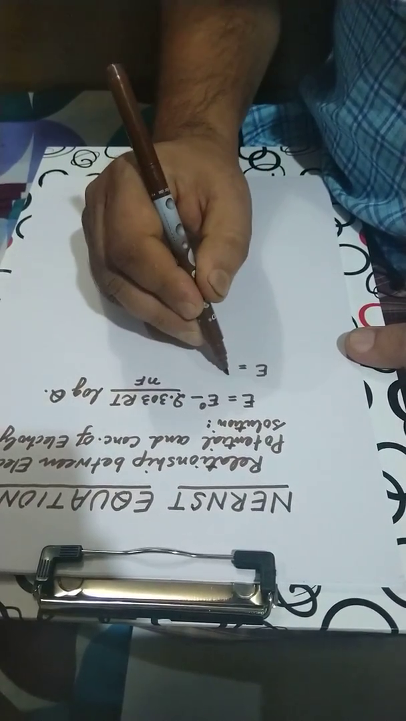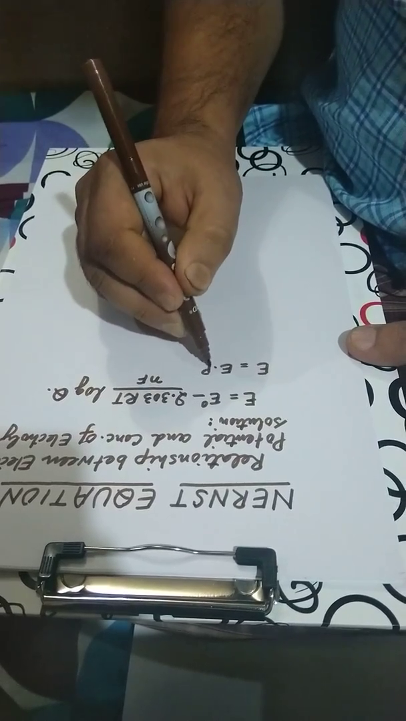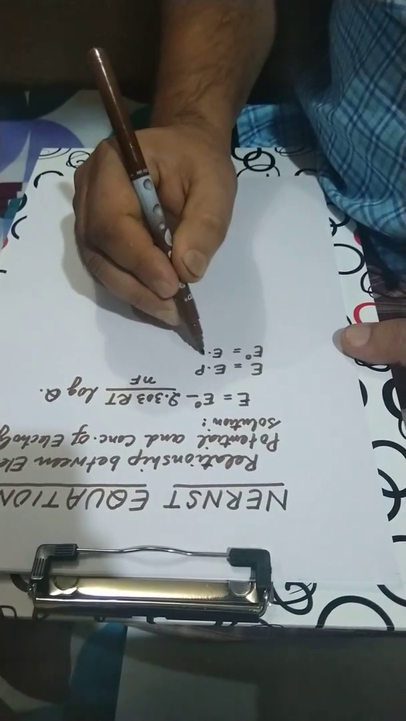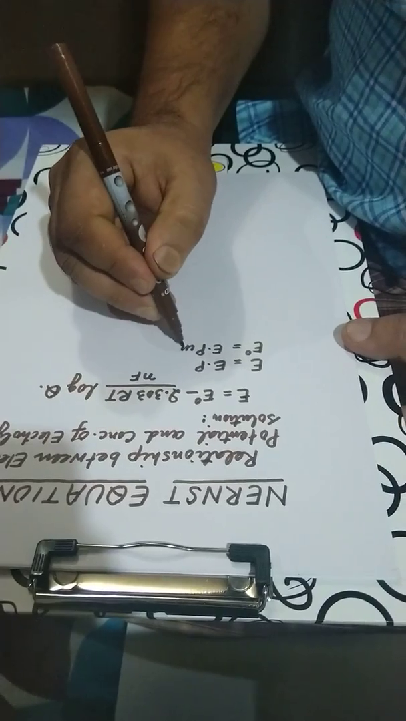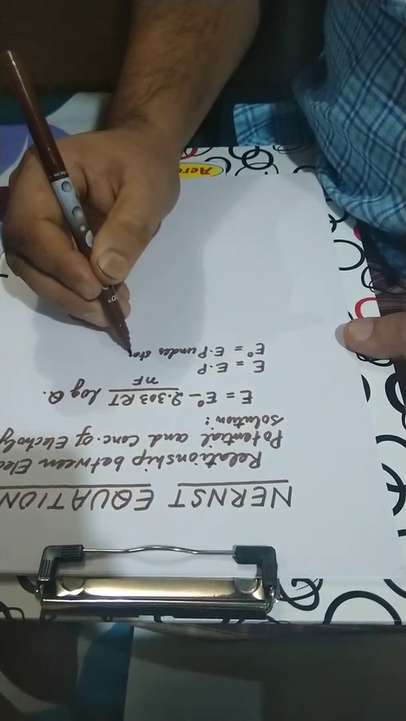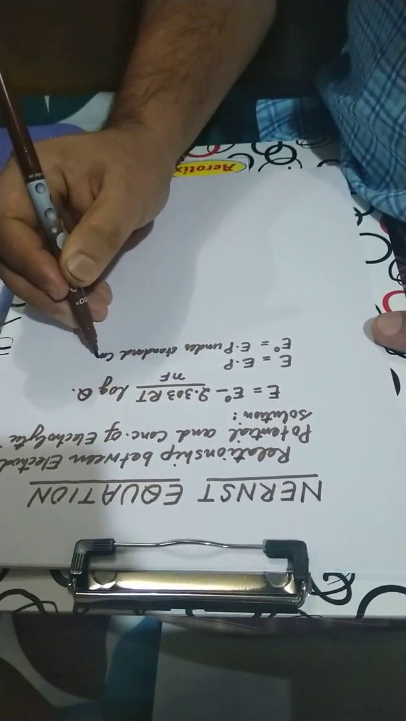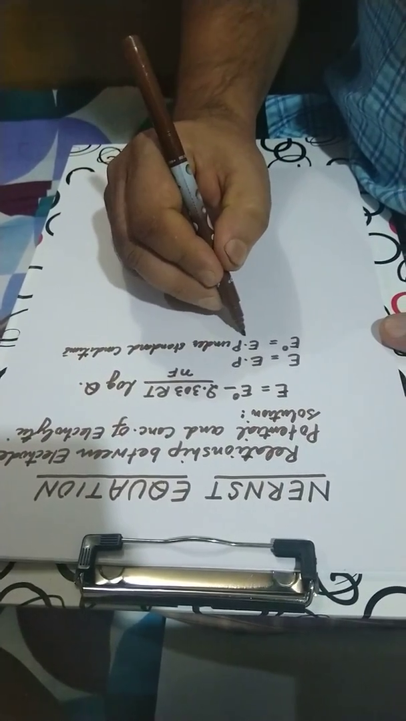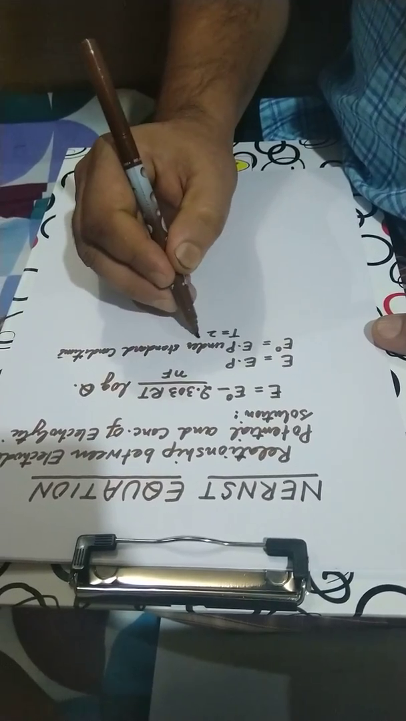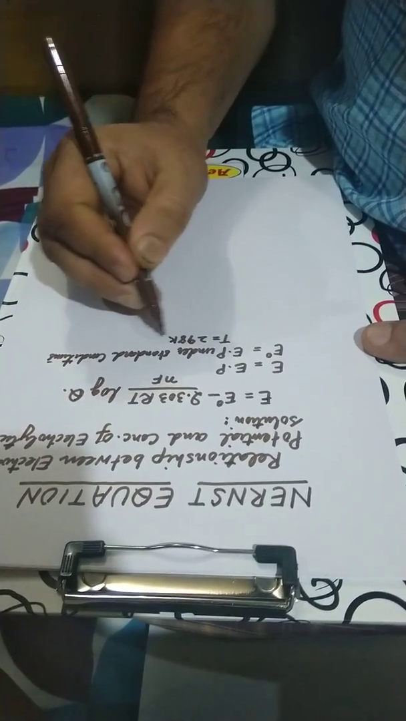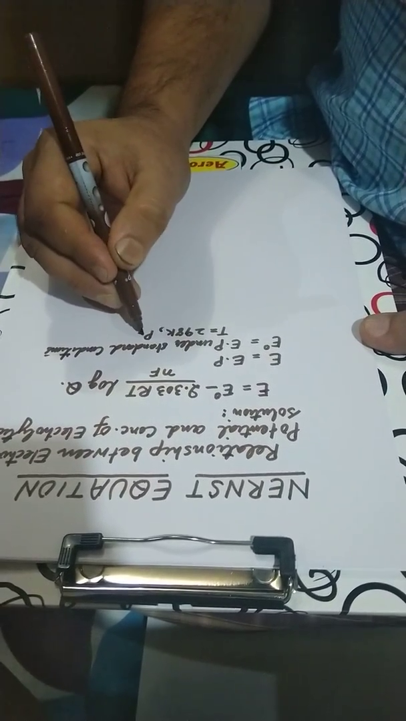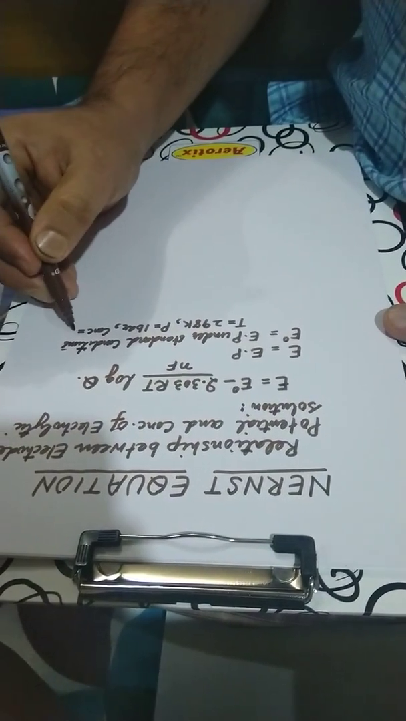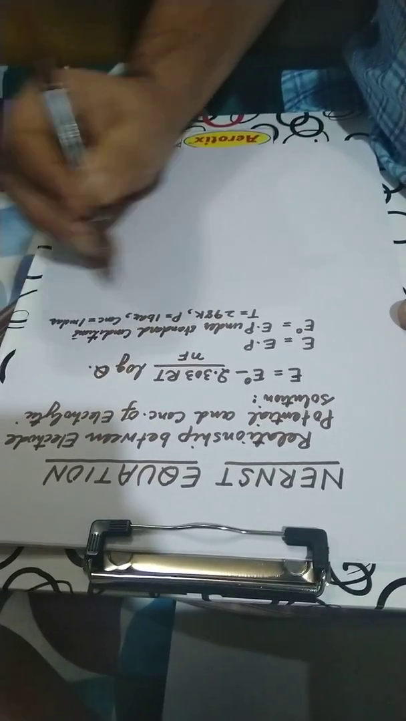E is the electrode potential. E naught is also the electrode potential, but under standard conditions. What are these standard conditions? Standard conditions are: the temperature should be 298 Kelvin, 25 degrees Celsius, the pressure should be 1 bar, and the concentration or the activity should be 1 molar. That is 1 mole per liter.